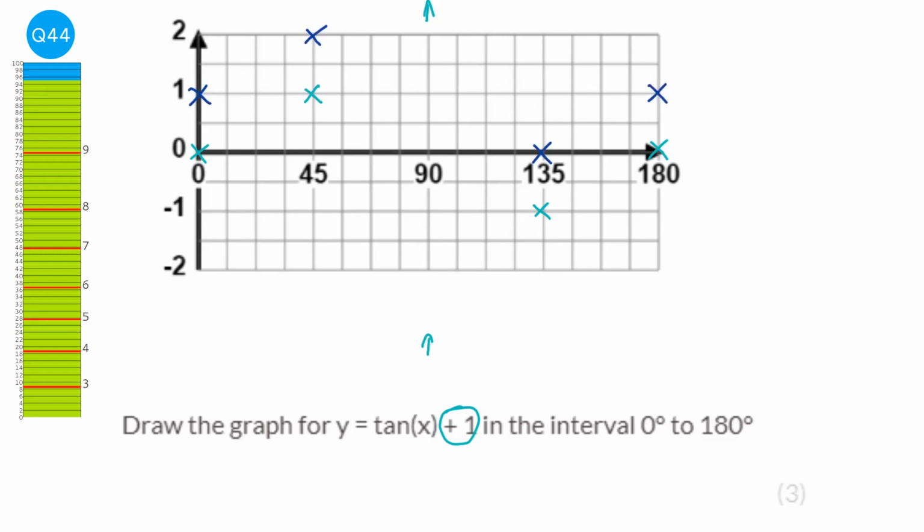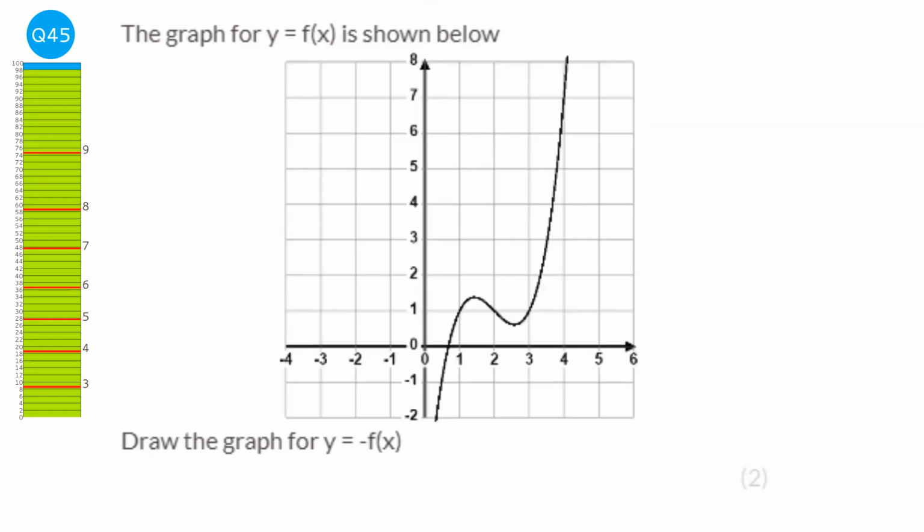Now this first bit's going to be fine because it's just a curve going upwards. This is going to be slightly more difficult because we're kind of guessing somewhere around there. And it's going to go back to 180 there. You can see that there's a negative on the outside of the function, and when we have a negative on the outside of the function, it means that we reflect it in the x-axis.